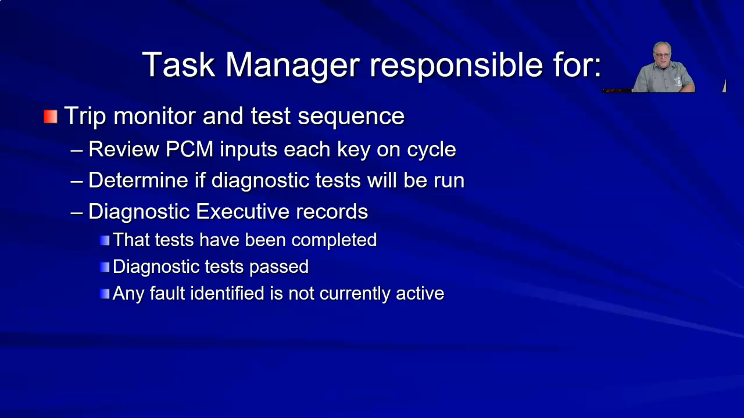And then any fault identified is not currently active. What you're looking at here is a problem occurs, it occurs a second time, turns the light on. When you shut the key off, the next time you start the car up, the light is still on. That's now a history code. It didn't happen on this key cycle. It may happen again on this key cycle, and then it would be current as well as history.